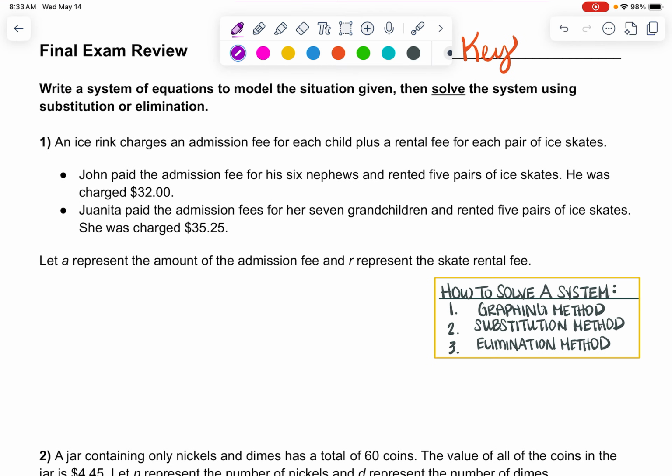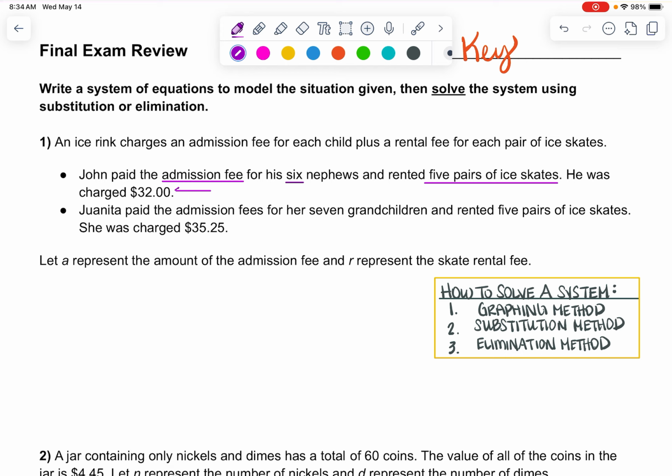On all these problems, we're going to write the system and solve, because that's what the directions are telling us at the top of the page. So here we go. An ice rink charges an admission fee plus a rental fee for ice skates. Okay, so we have 2 different scenarios here for John and Juanita, and we're going to write an equation for each person. So John paid the admission fee for his 6 nephews, right? So 6 admission fees, and he rented 5 pairs of ice skates, and he was charged $32.